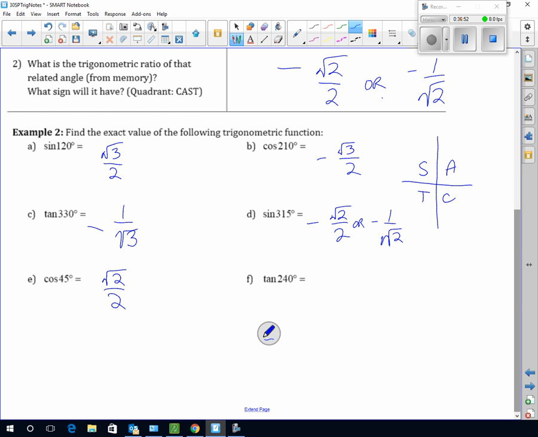Okay, 240. 240, what's the reference angle? 60, which finger is that? Your ring finger. Put it down, twist. Root 3. You can put over 1, but you don't need it over 1, right? And so is it negative? No, it's in the third quadrant, man. It's positive.